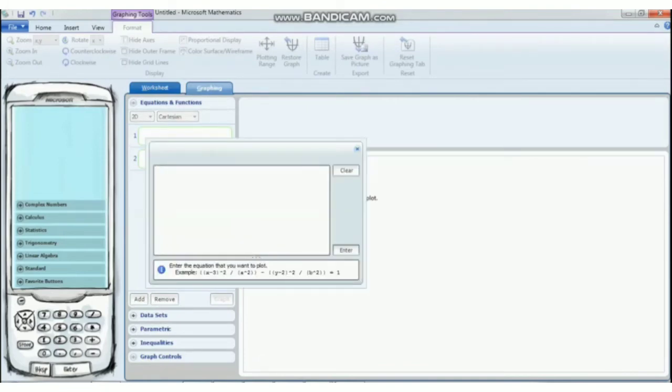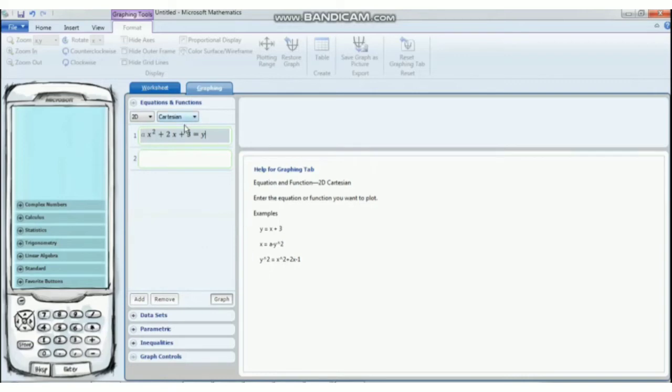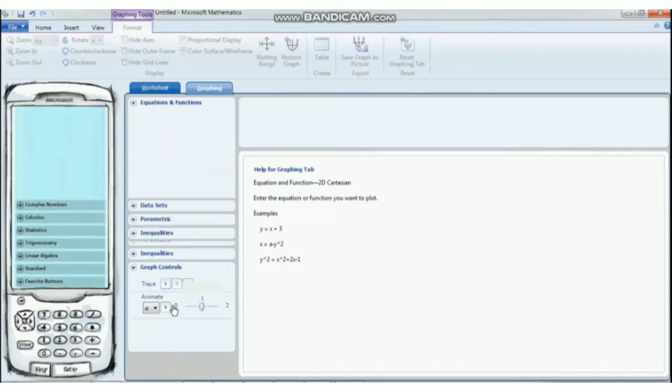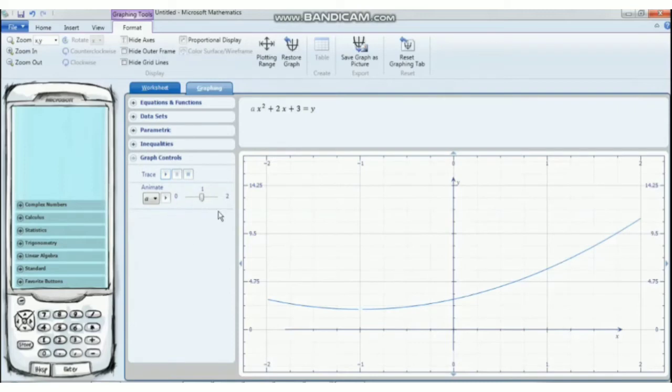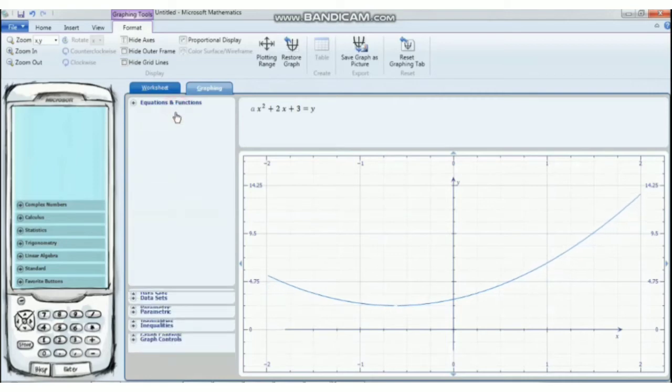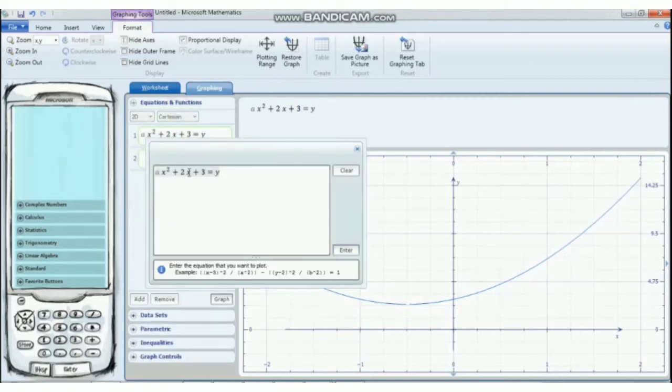We can, for example, type ax squared plus 2x plus 3 is equal to y. Enter and then click graph. Because we use a as the coefficient of x squared, we can animate a with a slider. If we change b and c, we can animate b and c by slider too.